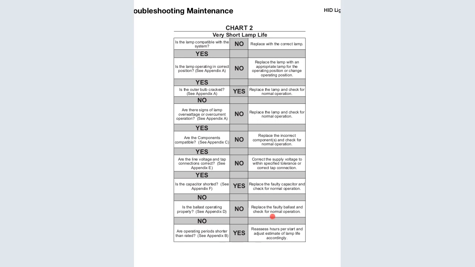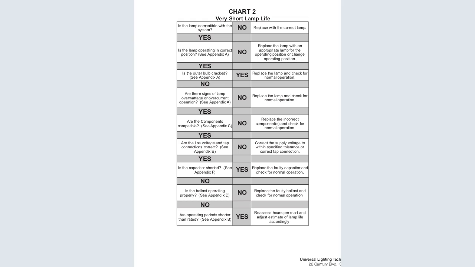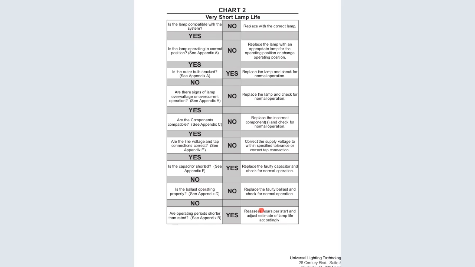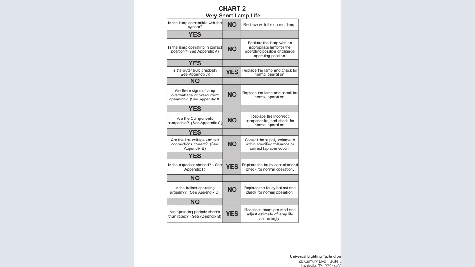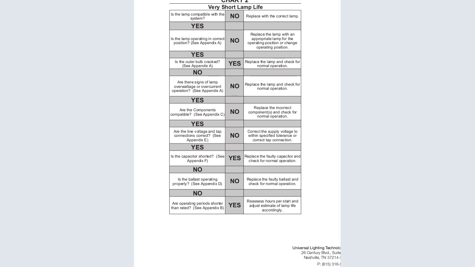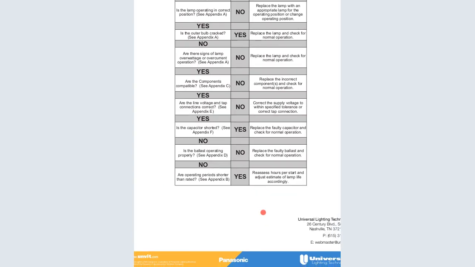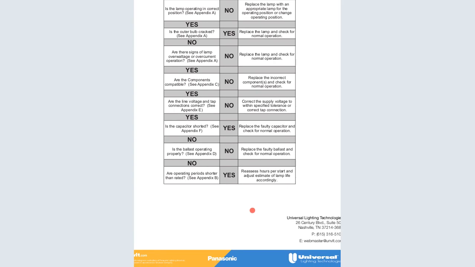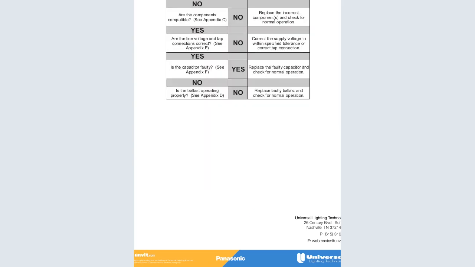If the answer is yes, then is the capacitor shorted? If the answer is yes, then replace the faulty capacitor and check for normal operation. But if the answer is no, then ask yourself, is the ballast operating properly? If the answer is no, then replace the faulty ballast and check for normal operation. If the answer is yes, then are operating periods shorter than rated? If the answer is yes, then record hours after start and adjust the estimate of the lamp life accordingly.